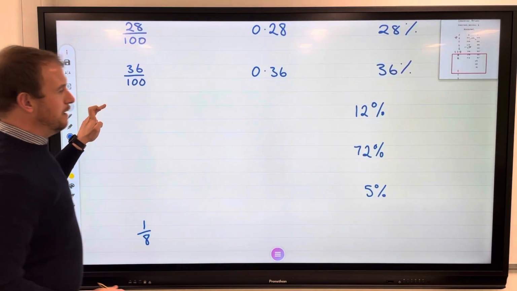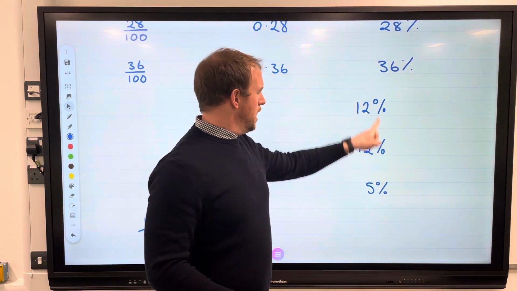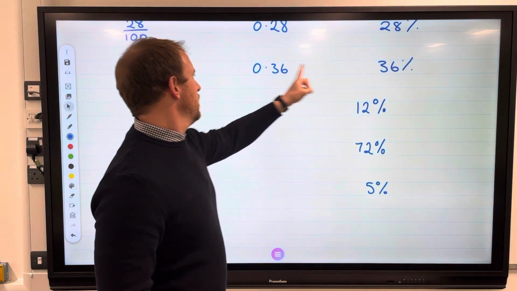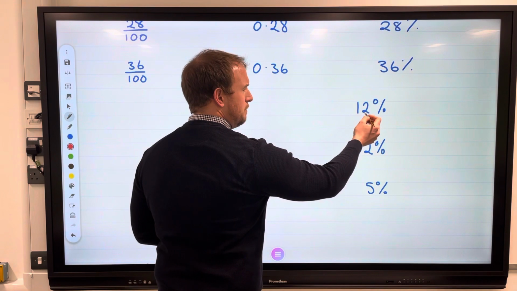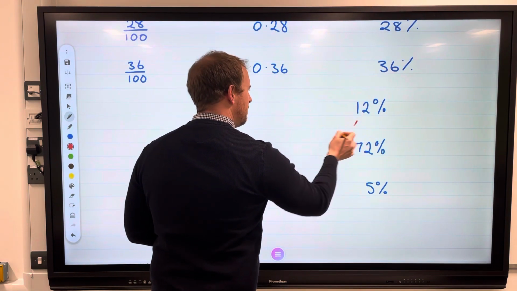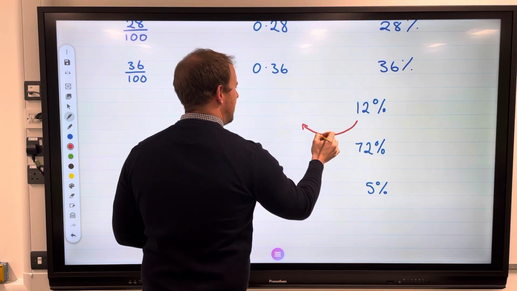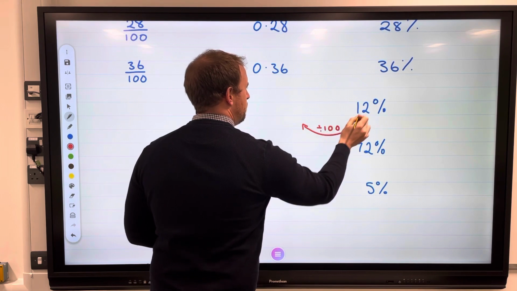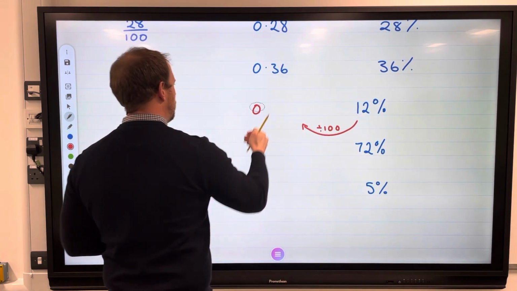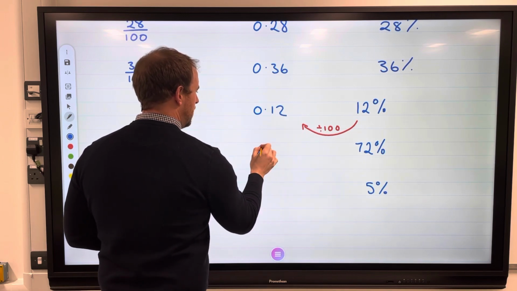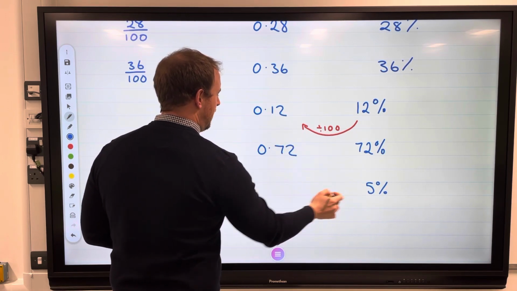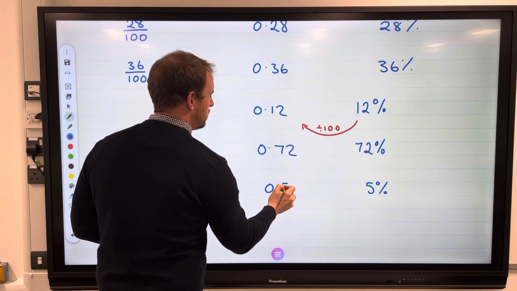Okay, we're coming to the end now. So now we've got percentages. Let's convert these to a decimal. Well, if it was multiplied by 100 to get a percentage, then working backwards we must be dividing by 100. 12% must be 0.12. 72% must be 0.72. 5% must be 0.